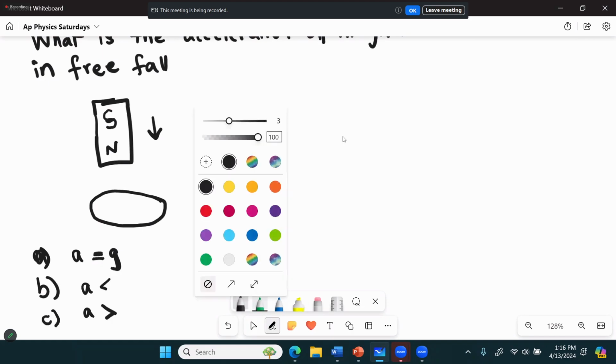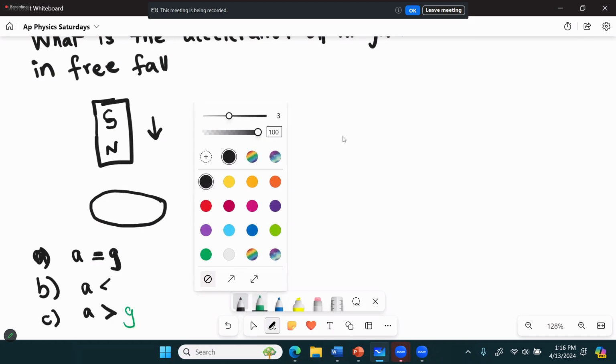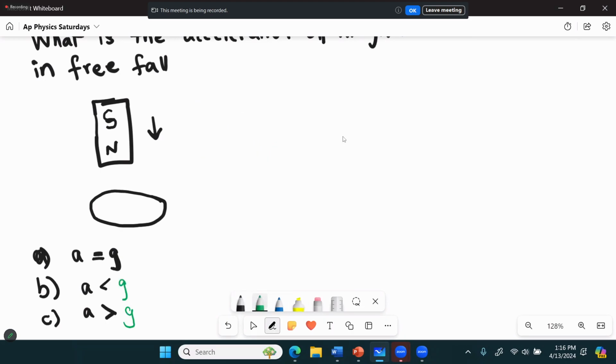Greater than g, less than g. Okay. And then there's another option D, let's say not determined or something. Now carefully tell me which option is correct.